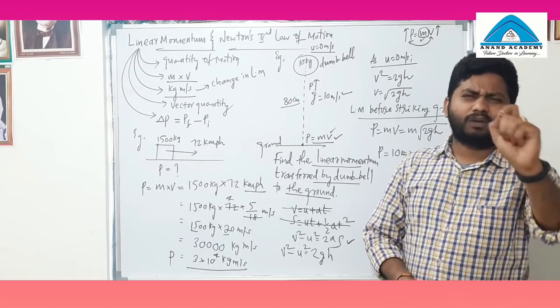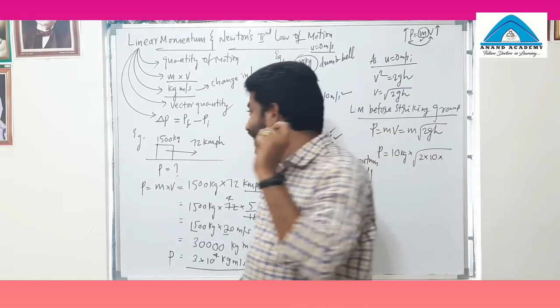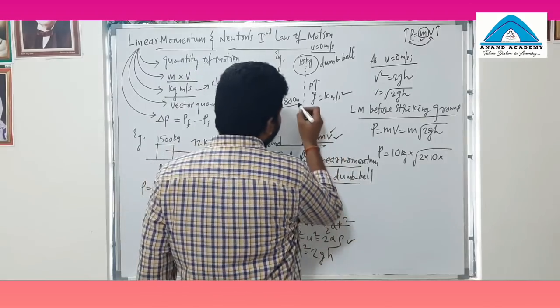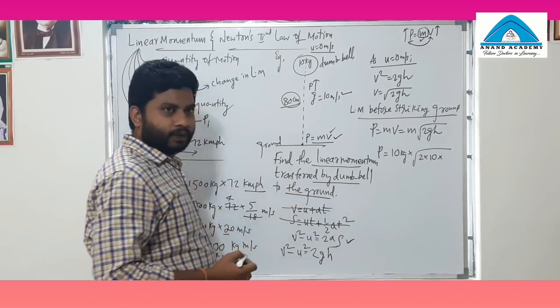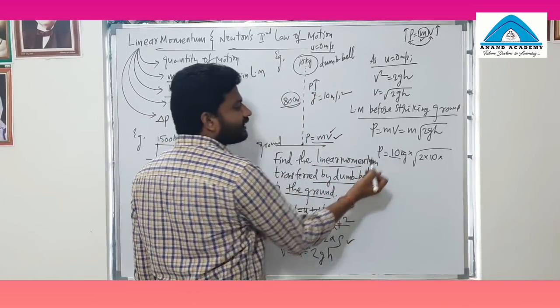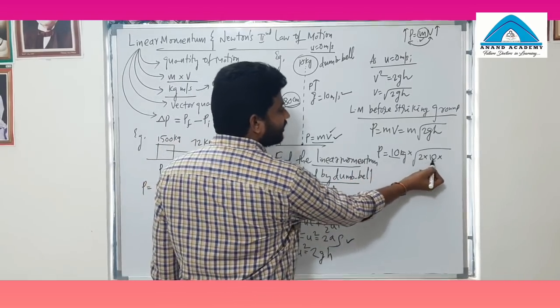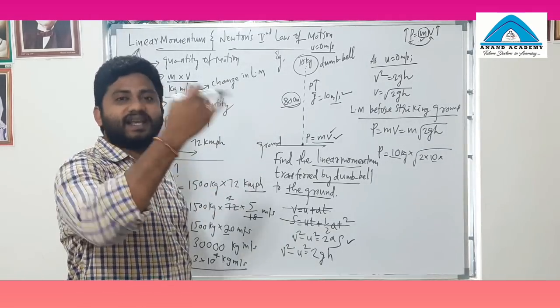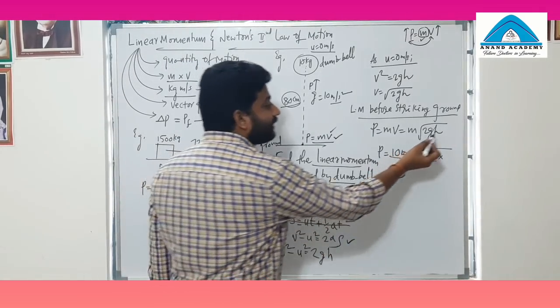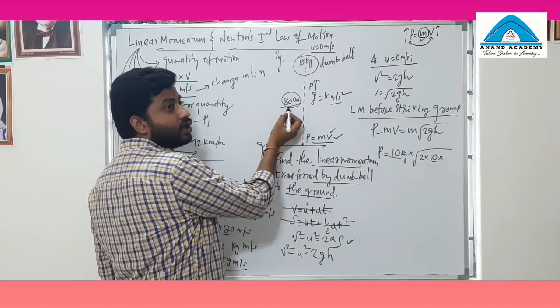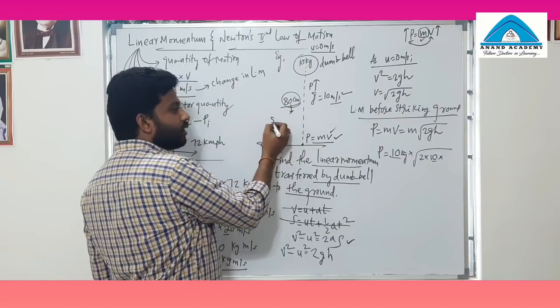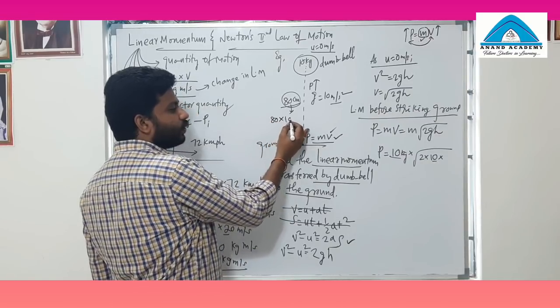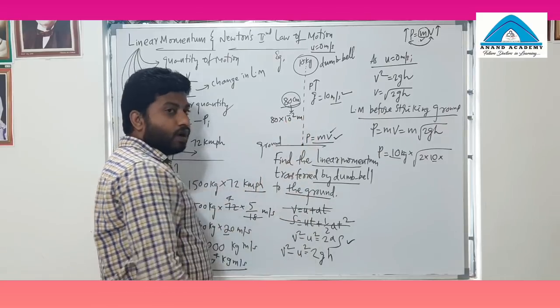And what is the mistake? 80 centimeters is given, whereas mass is written in kilogram and G is written in meter per second square, meaning everything is written in SI unit, but the height they had mentioned in 80 centimeters. So you need to convert this into meters. That is 80 into 10 raised to minus 2 meters.